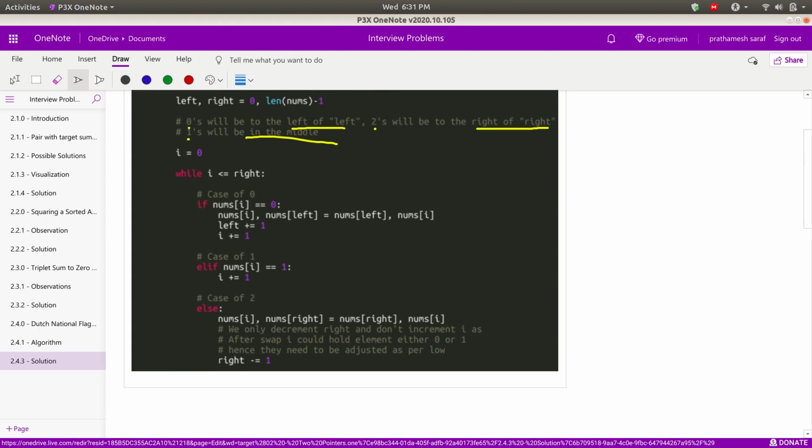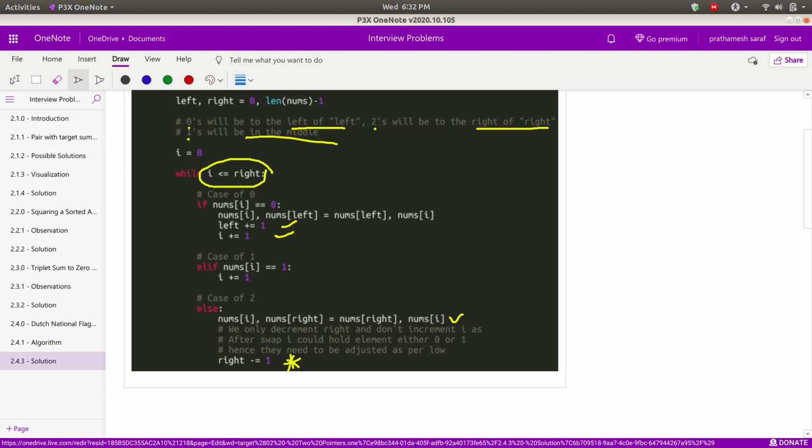if nums[i] equals 0, I would do the swapping. This is the Pythonic way of swapping, just swapping between the I and left indices, and I will increment my left and increment my I. So this is over. Now for the case of 1, if my number is 1, I would just increment I by 1. Else, I'm going to swap the numbers at the ith and right indices. The swapping is done here, and I'm only going to decrement my right. Just note the condition here, that I'm not incrementing my I, but just decrementing my right, and all of this takes place while I is less than or equal to right.